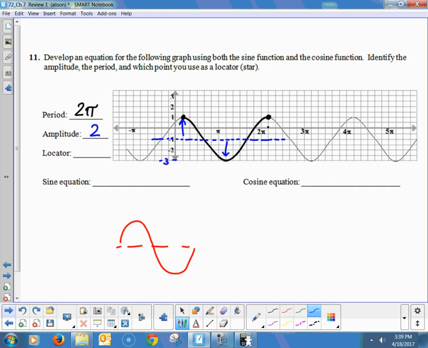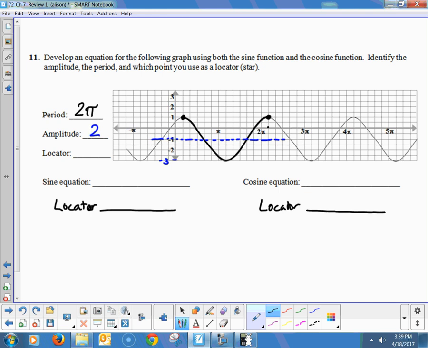Okay, and a locator. People, there are infinitely many locators that you could choose from. Oh, whoops, I should have edited this worksheet to say a locator for sine, and a locator for cosine, because they're going to be different. So let's find ourselves a sine locator.